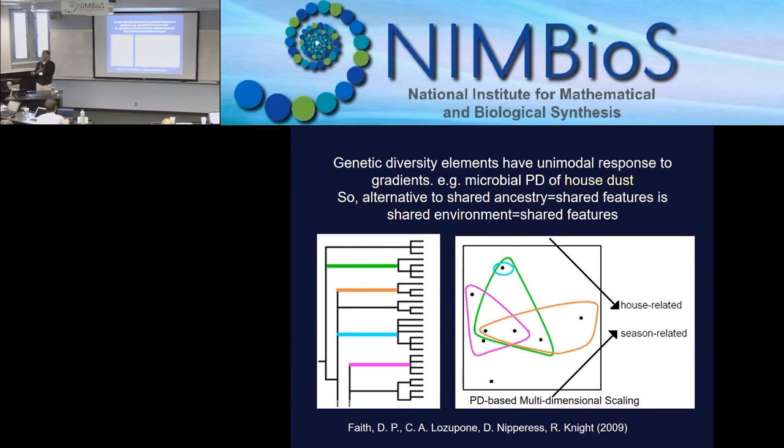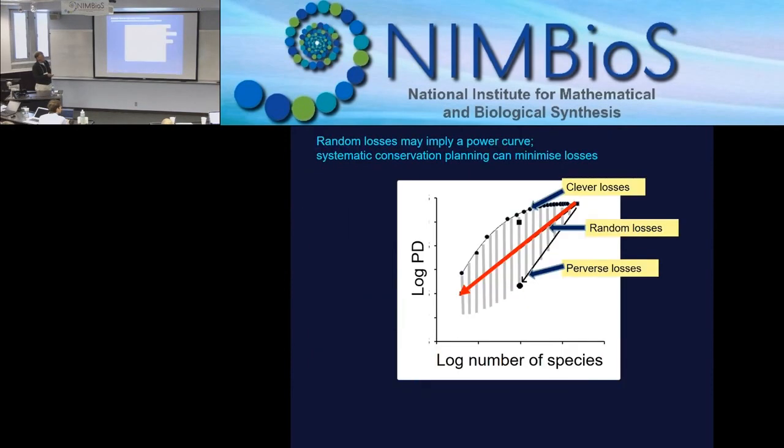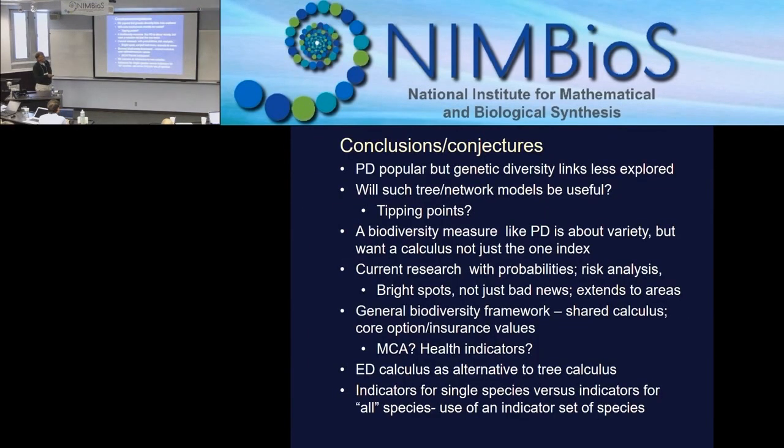So as much as I like the tree models, I think we need to open the door, and this is probably the case also for genetic diversity, to considering these sorts of environmental spaces as alternative models. So I'll come back to that point and just sum up the conjectures, I suppose, that I think are useful points for discussion. PD is popular, but the genetic diversity links have not been explored much for whatever reason, in spite of the fact that really the earliest studies looked at it as potentially useful for genetic diversity.